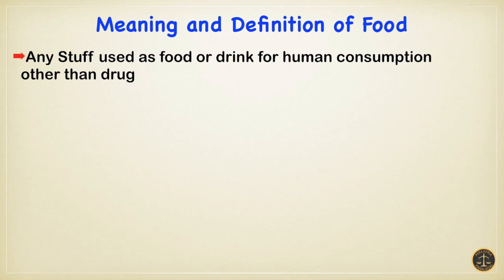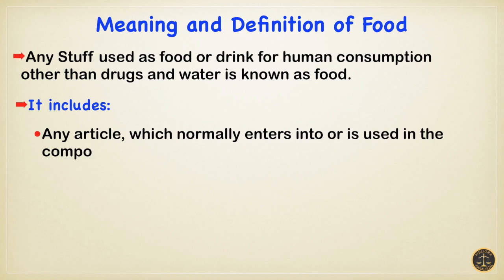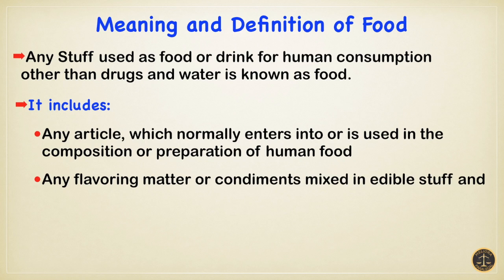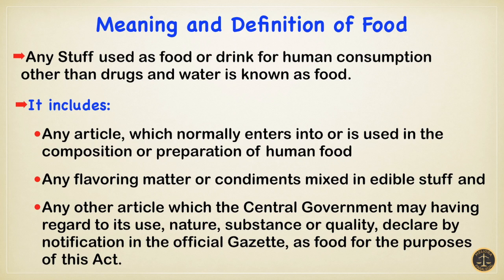Next, meaning and definition of food. According to this Act, any stuff used as food or drink for human consumption other than drugs and water is known as food. It includes any article which normally enters into or is used in the composition or preparation of human food. Next, any flavoring matter or condiments mixed in edible stuff. And any other article which the central government may have, in regard to its use, nature, substance, or quality, declared by notification in the official gazette as food for the purposes of this Act.